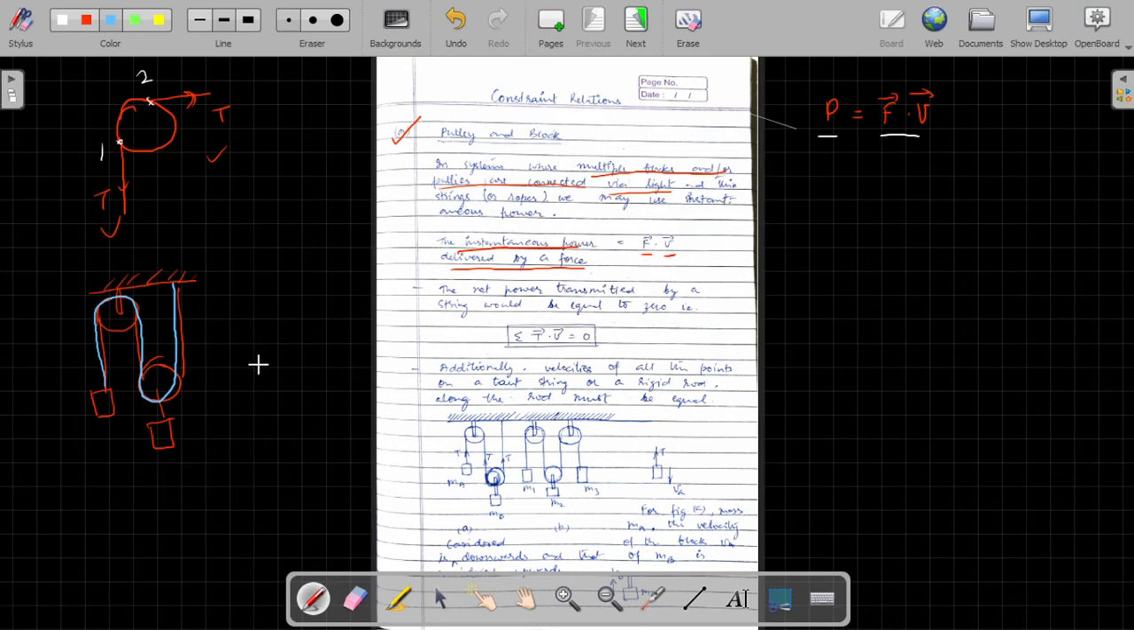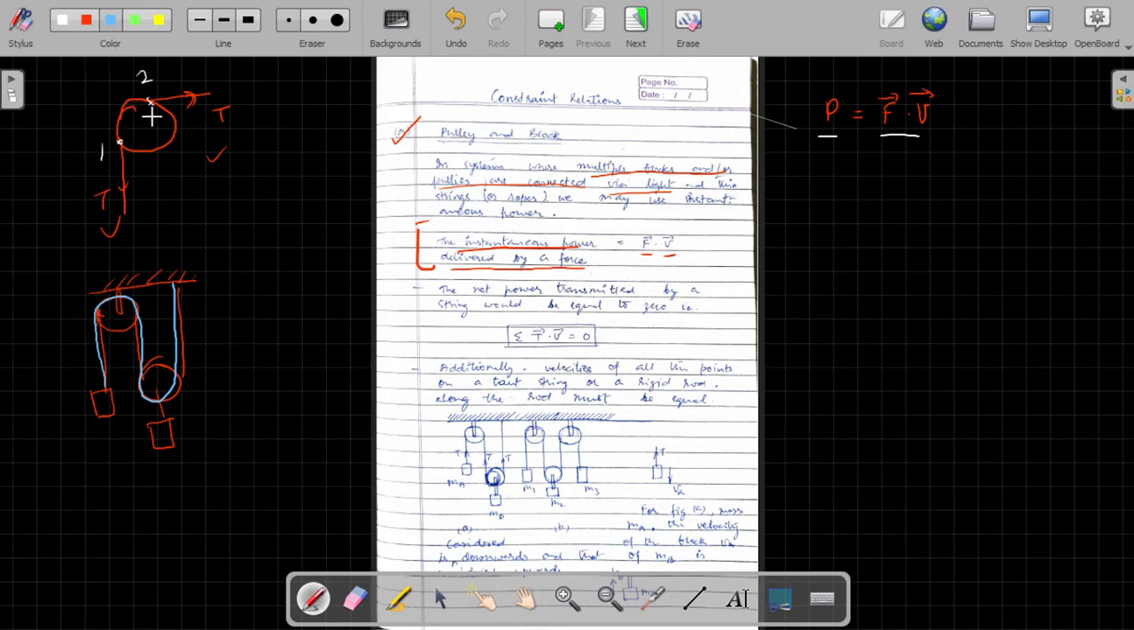So the trick or the idea which we are going to use is that the power delivered, the same thing which we calculate in this equation, by this string on all the bodies in its contact must add up to 0. That is, the total power delivered by the string on all the bodies connected to it should be 0. And by connected we mean all the bodies which are in contact with it.